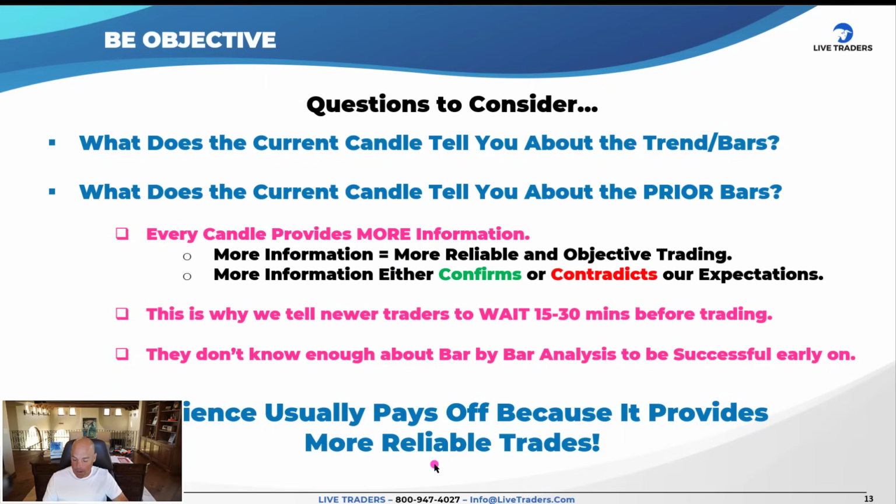So now, just remember, ask yourself the question every time before and after entry. Am I getting confirming expectations or contradictory expectations? The expectation is one thing, go higher. Is the bar confirming that, or is it contradicting that expectation? Ask yourself that every time.